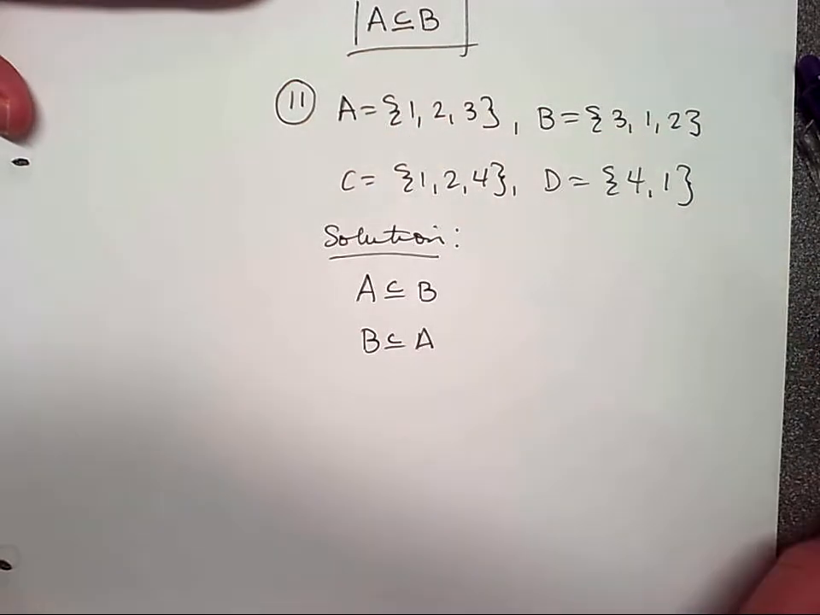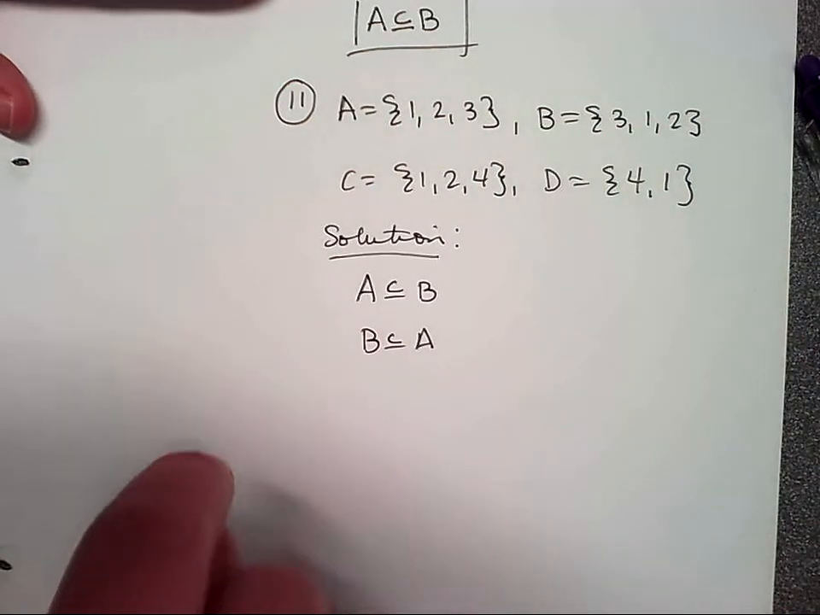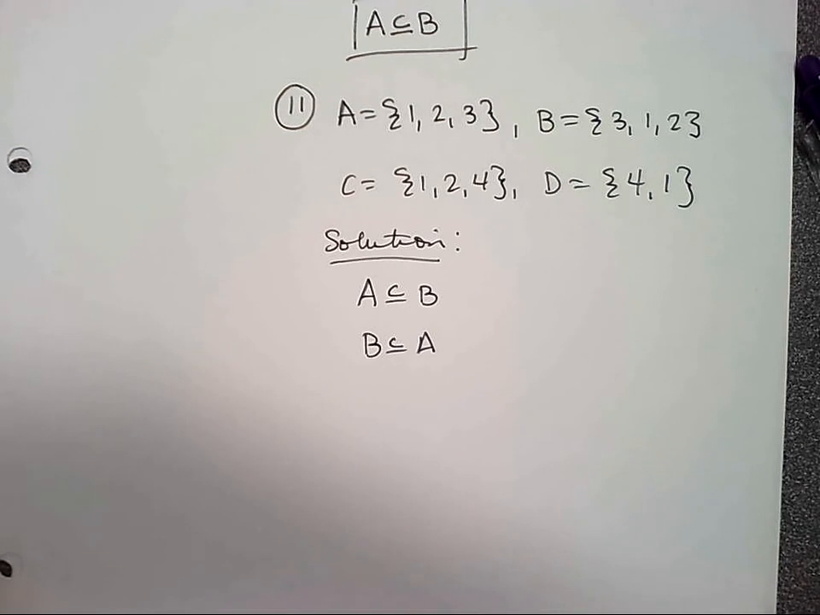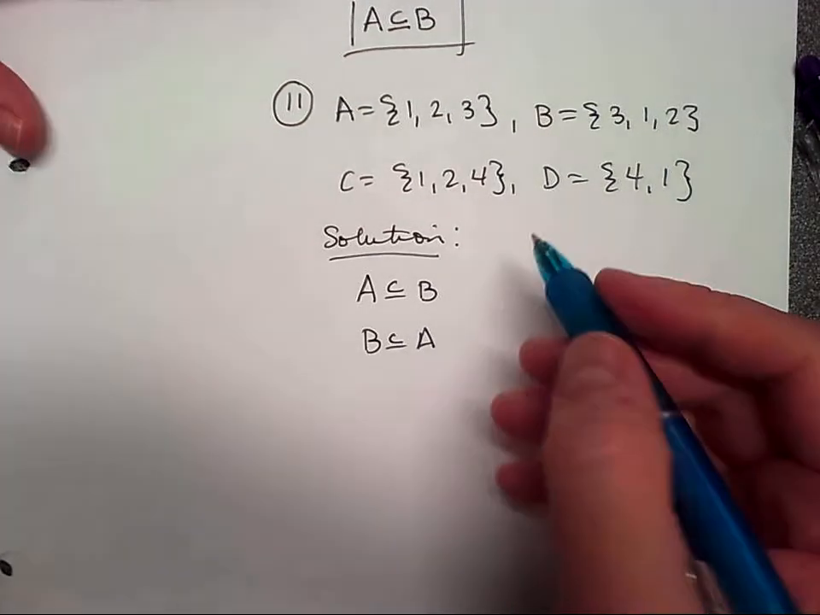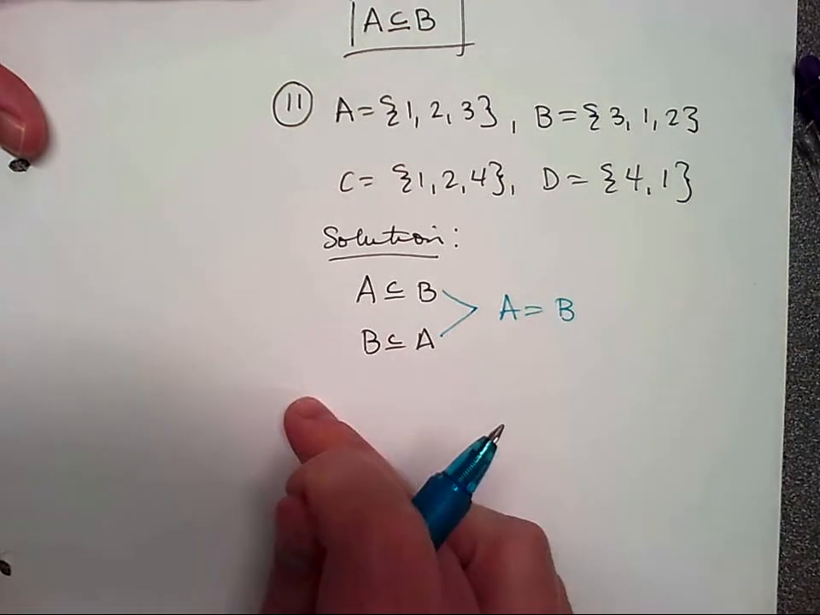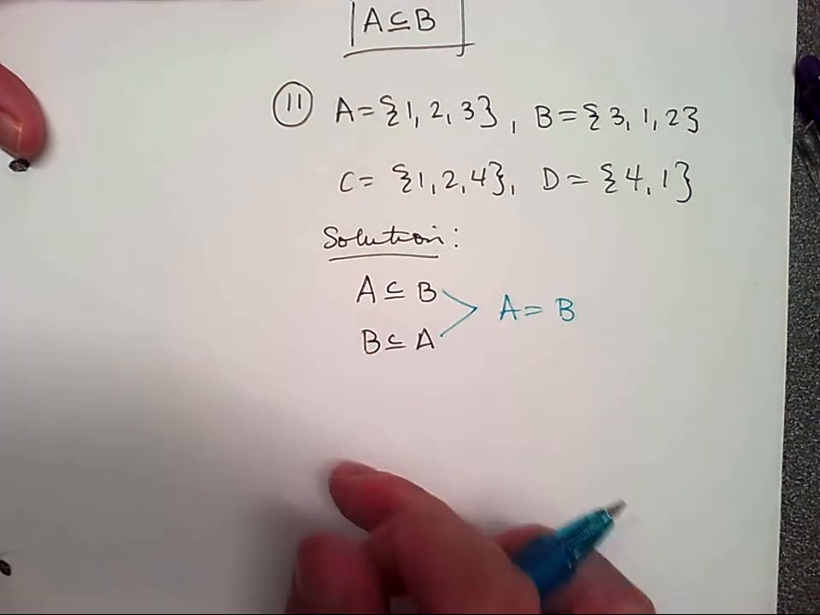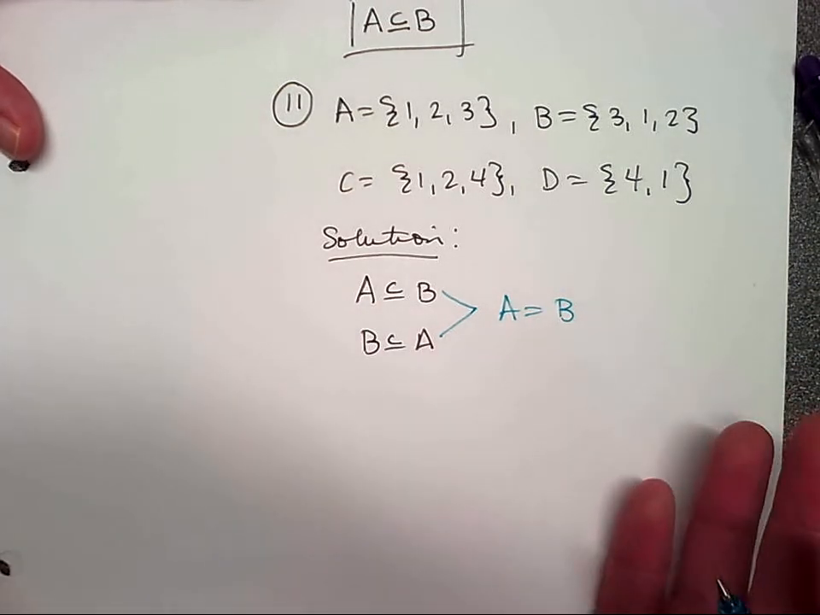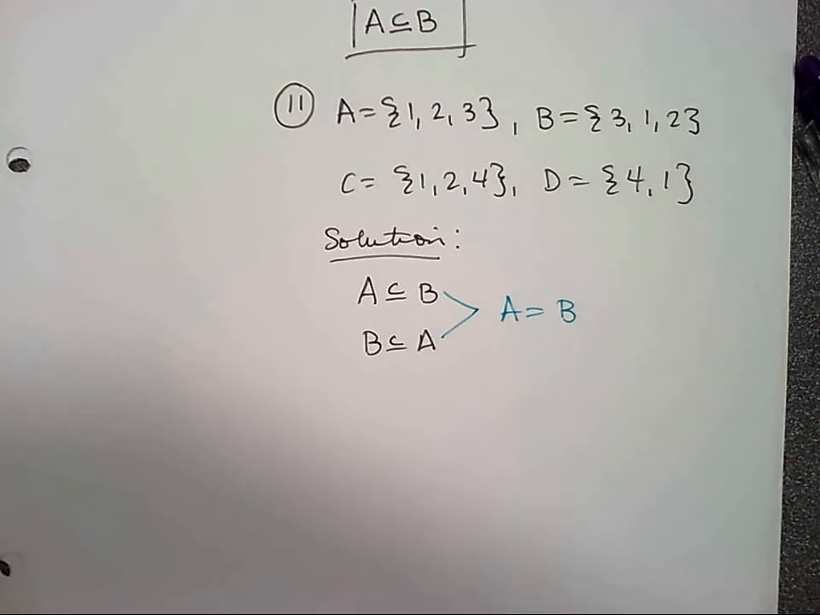Very good. If two sets are subsets of each other, what do you guys think that means? A equals B. If one's a subset of the other, back and forth, then they must be equal. All of the elements from here are in here. All of the elements from here are in here. They must have the exact same elements then, right?